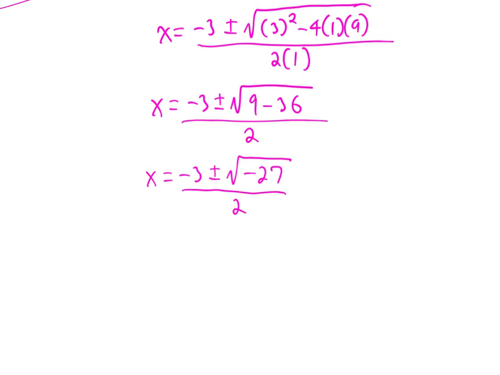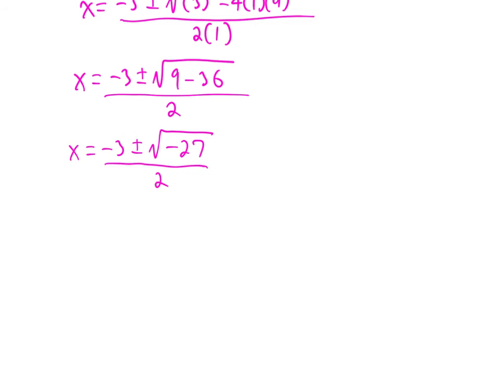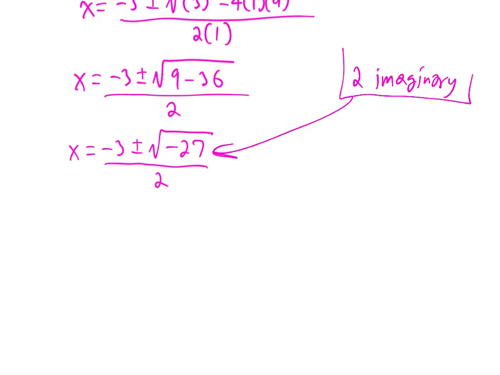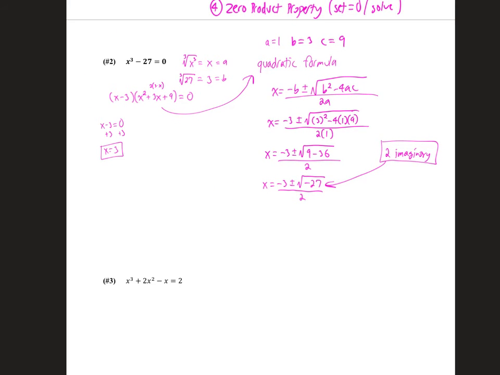Well, the discriminant is negative, so what kind of solutions are we going to have here? This means we're going to have 2 imaginary solutions. So we have 1 real solution, which is x equals 3, and 2 imaginary solutions.